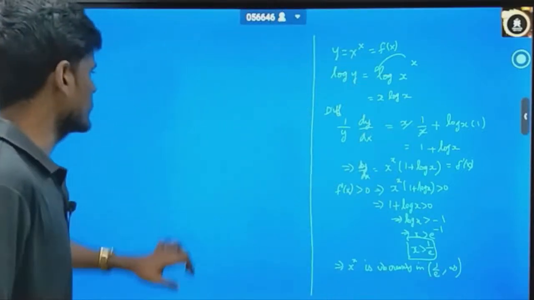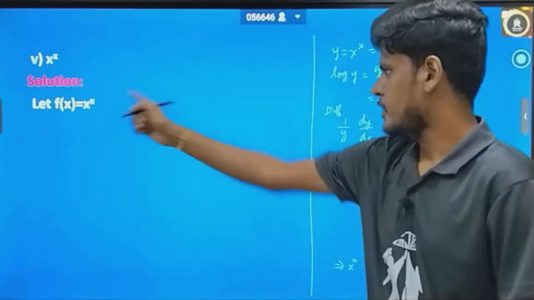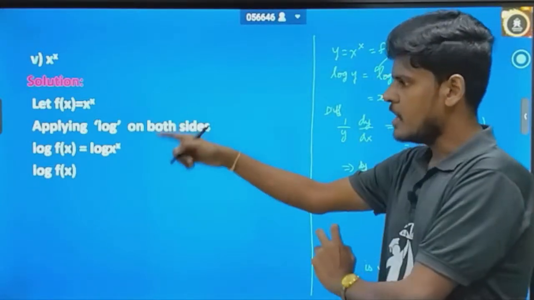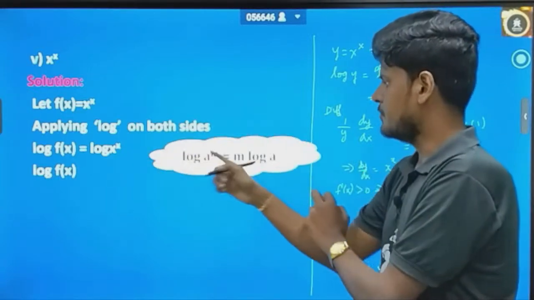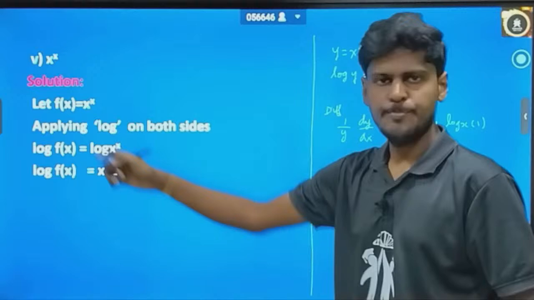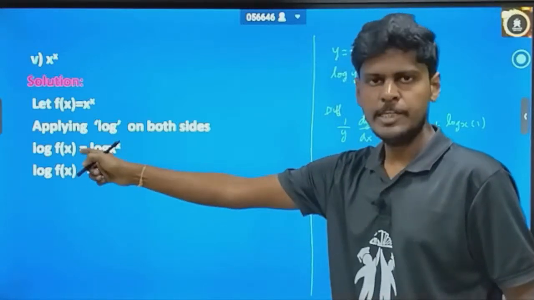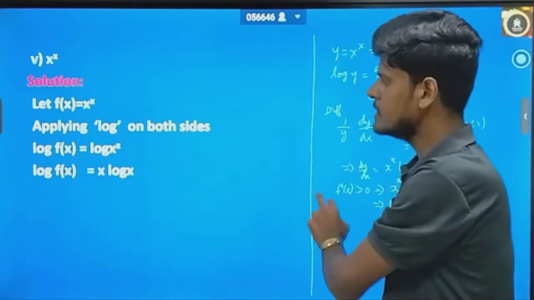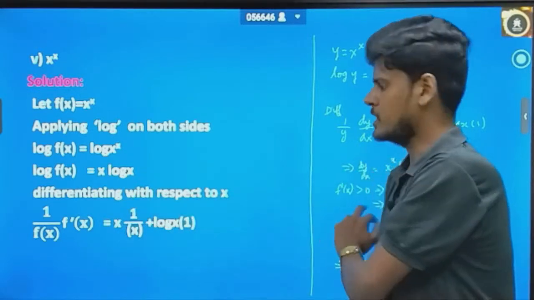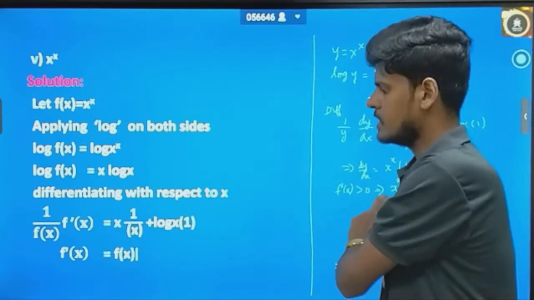Now we will see the solution for this. Let f of x equal x power x. First we will take log. That means log of f of x, by using the property that if a power is there, that power comes to the front, will be x into log x. Then differentiate on both sides: 1 by f of x into f dash of x equals 1 plus log x.